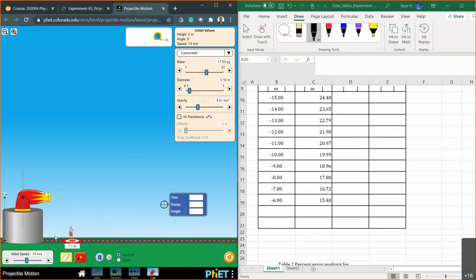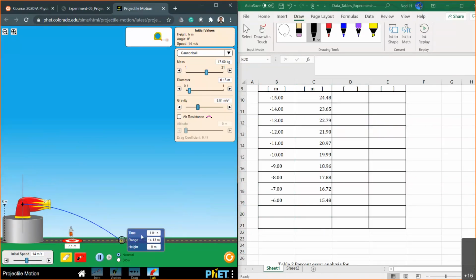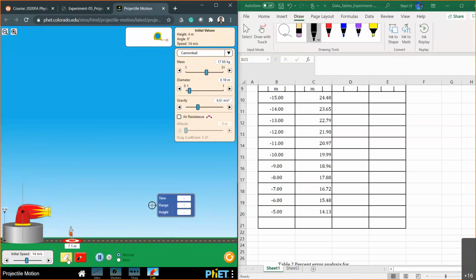Next position in vertical height, negative 5, 14 meters. Negative 5, 14 meters, exactly 14. 14.13. Okay, next last data point, about 4 meters above the ground. 12.64, negative 4.